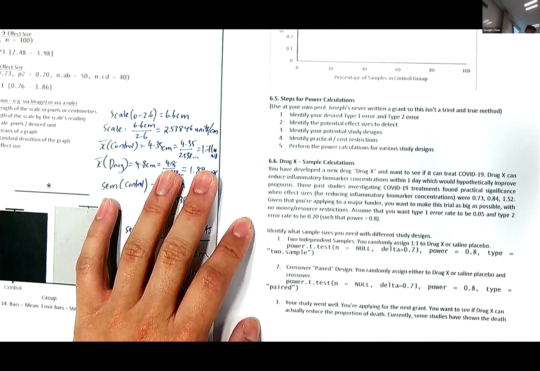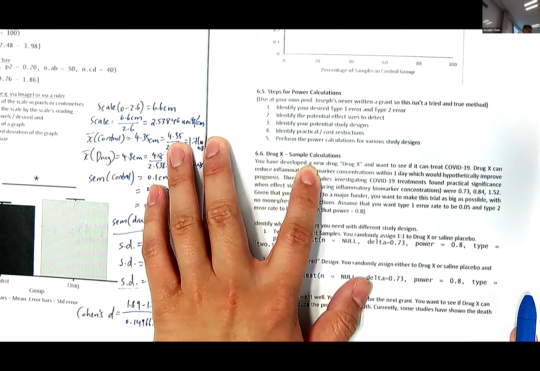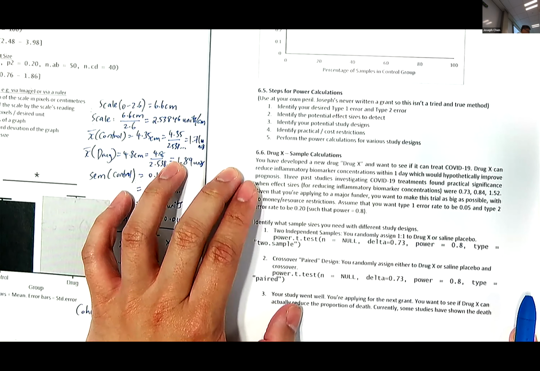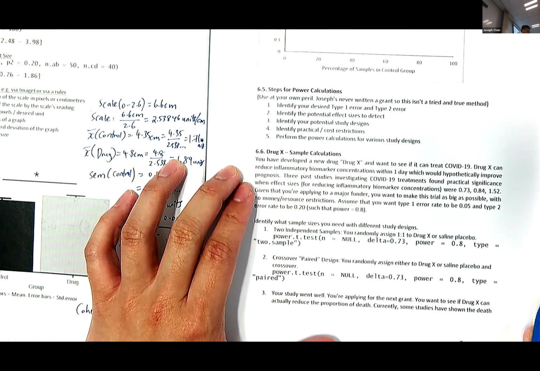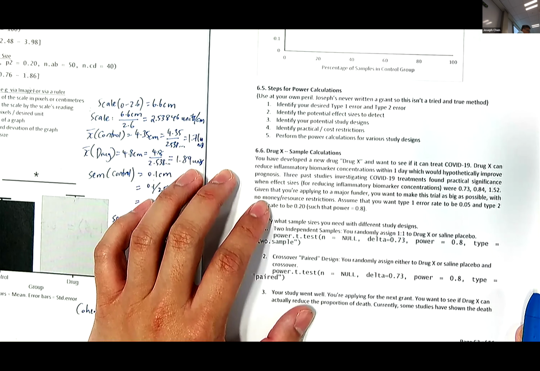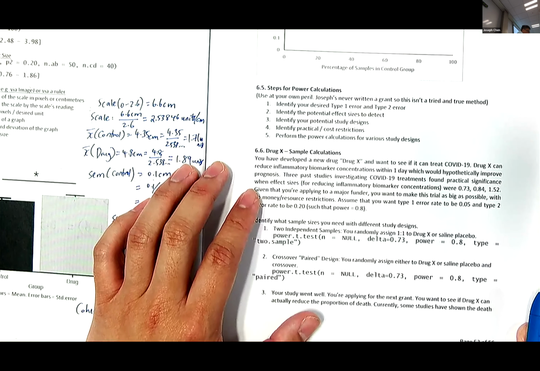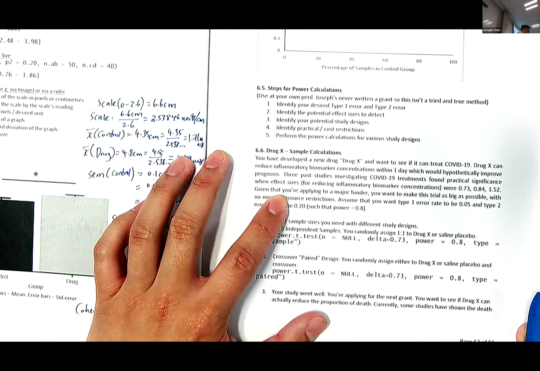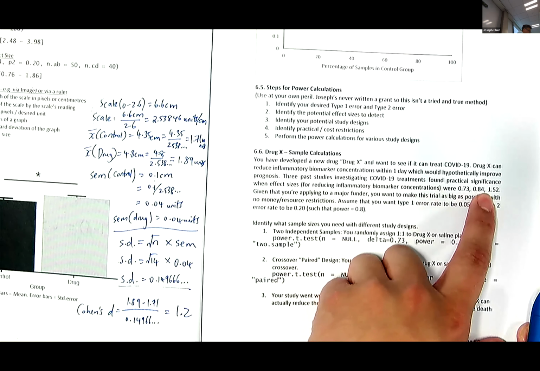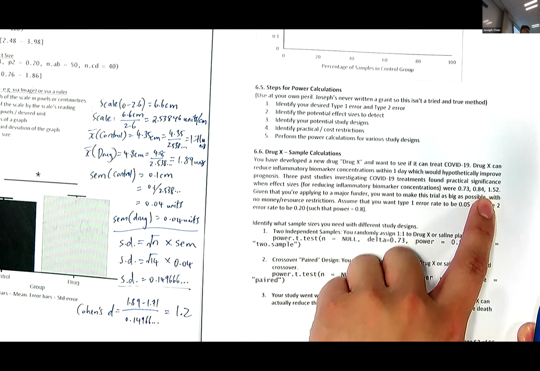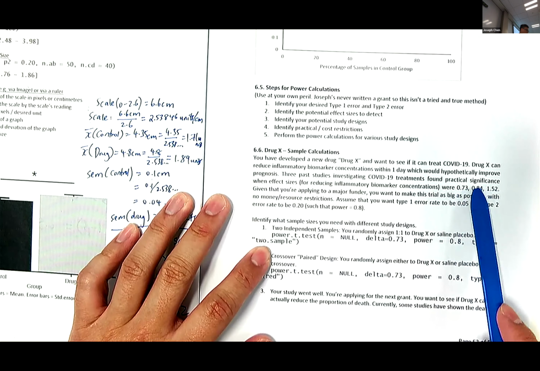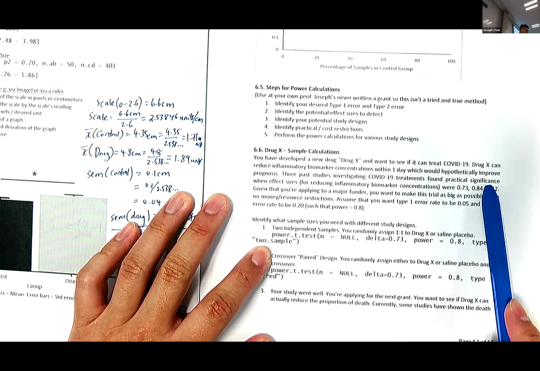So here's an example. You have developed a new drug called drug X and want to see if it can treat COVID-19. Drug X can reduce inflammatory biomarker concentrations within 1 day, which would hypothetically improve prognosis. Three past studies investigating COVID-19 treatments found practical significance when effect sizes for reducing inflammatory biomarker concentrations were 0.73, 0.84, and 1.52. So there's evidence from past research that 0.73 is useful, 0.84 is useful, and 1.52 is good.